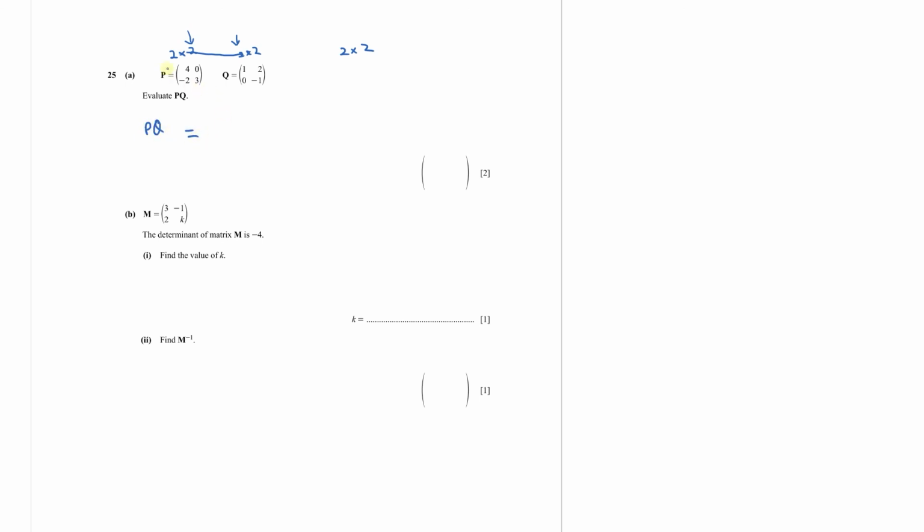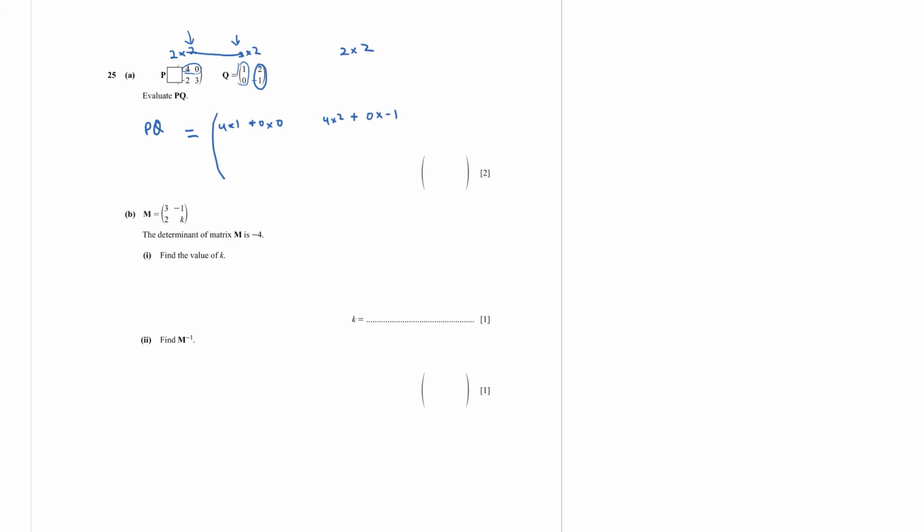So PQ would be, let's start with the first row here. This is the first row, and this will be multiplied by the first column. So 4 times 1 plus 0 times 0. And then similarly, we will multiply it with the second column as well. So 4 times 2 plus 0 times minus 1.